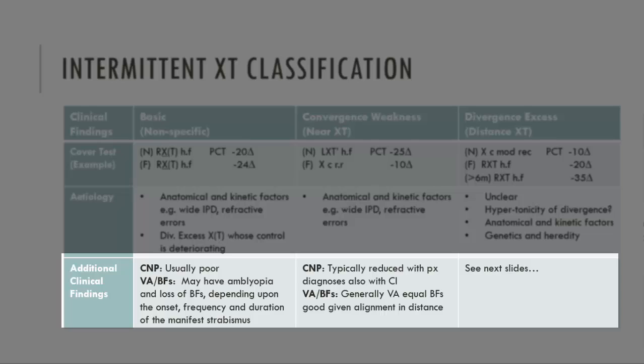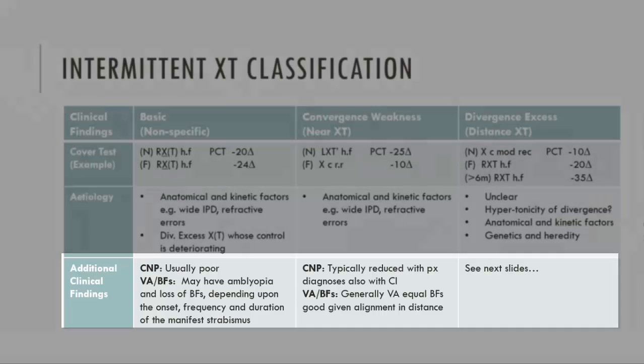With convergence weakness, this is often associated with a reduction in convergence near point, and these patients are often also diagnosed with convergence insufficiency. Now, in relation to visual acuity and binocular functions, because these patients are aligned at one distance, generally that is sufficient to allow visual acuity to develop normally and equally, and for binocular functions to develop. And finally, with relation to divergence excess, I'll come to that in subsequent slides because divergence excess is a relatively complex condition as compared to basic and convergence weakness.